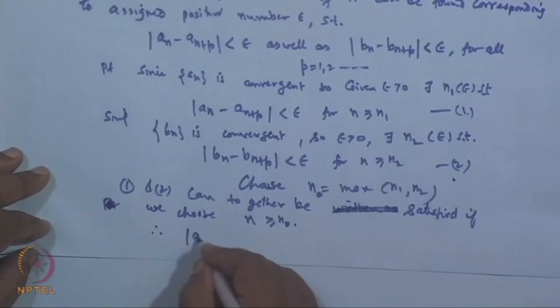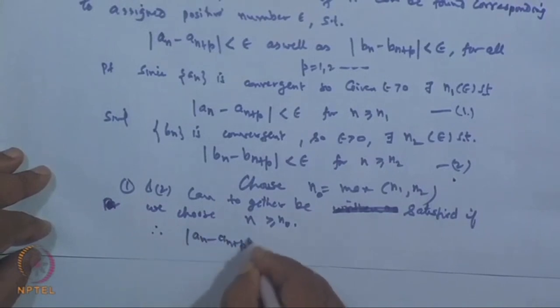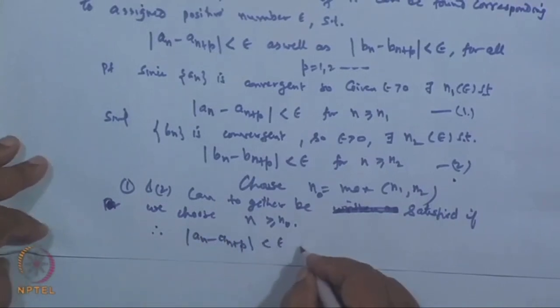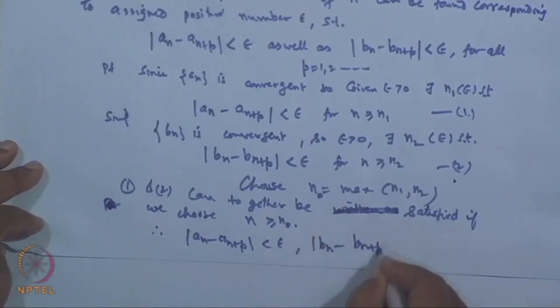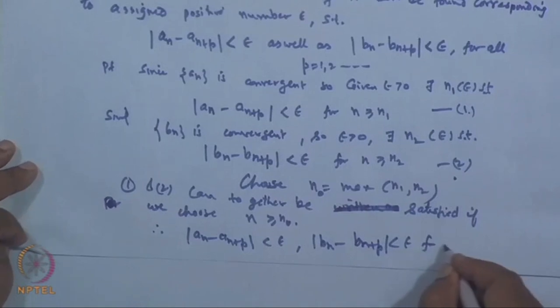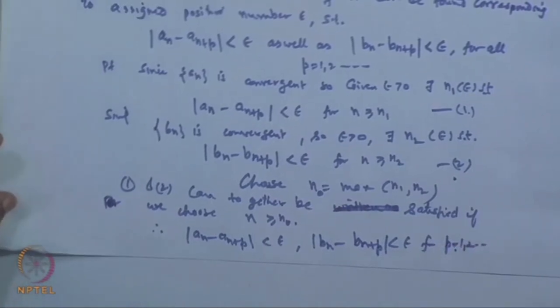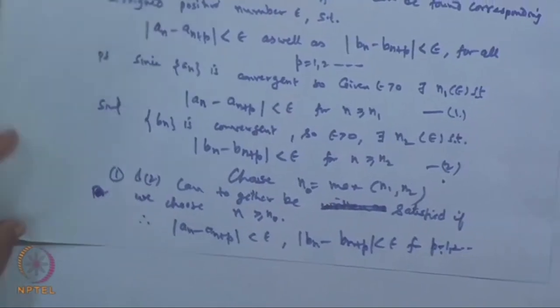Therefore, modulus of a_n minus a_(n+p) remains less than epsilon, as well as modulus of b_n minus b_(n+p) is less than epsilon for all p = 1, 2, 3. That is what it is. So, these are a few properties of the convergent sequence of irrational numbers.